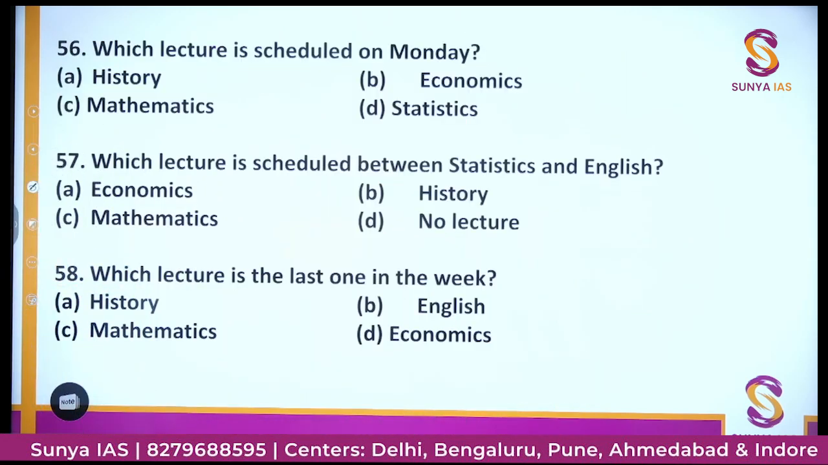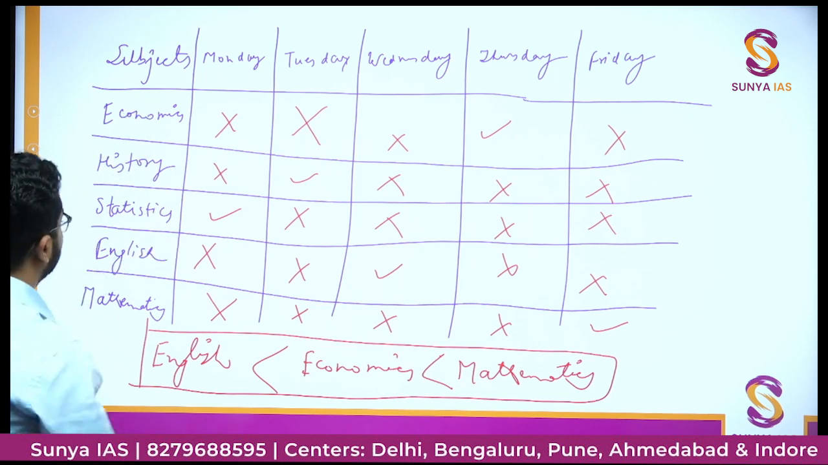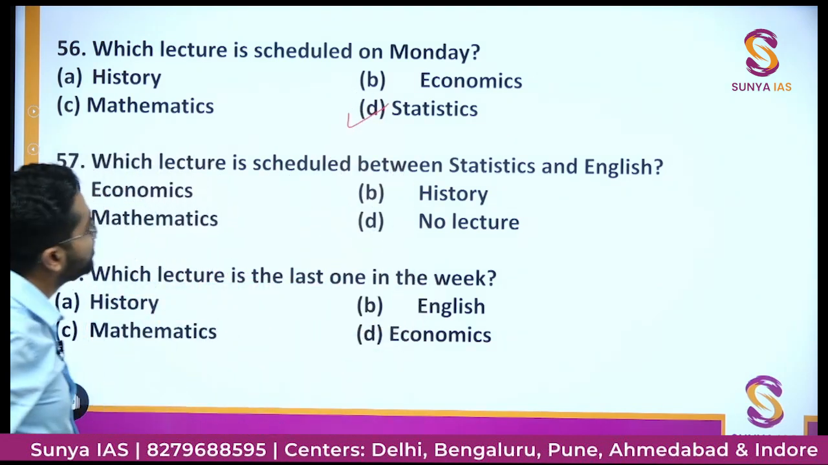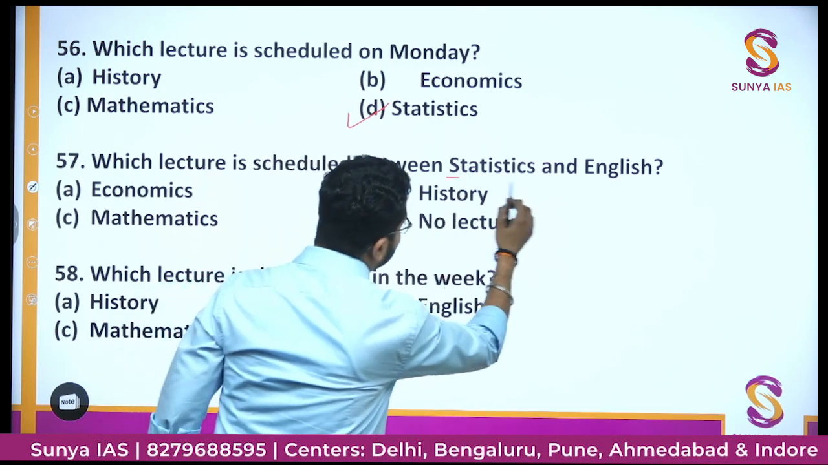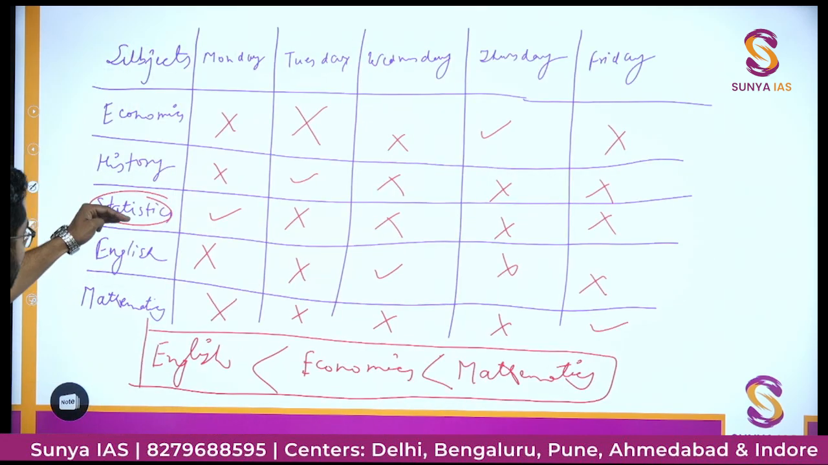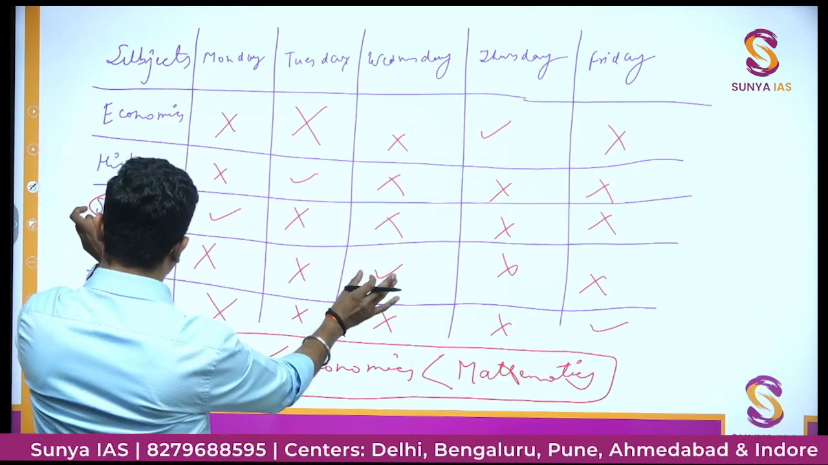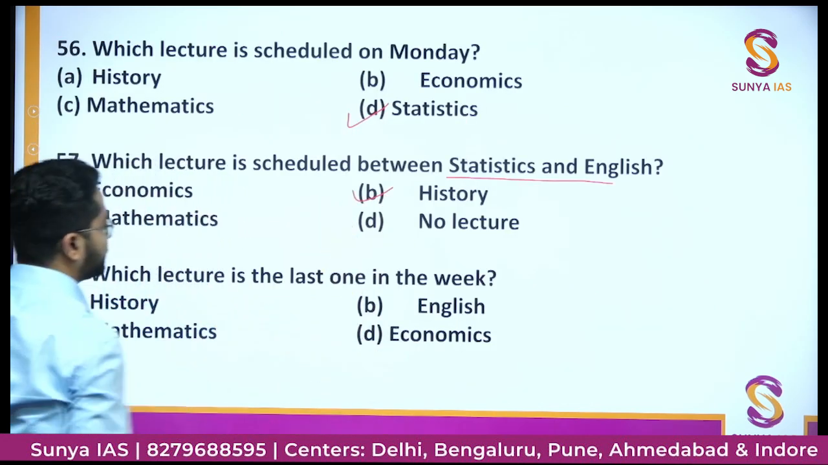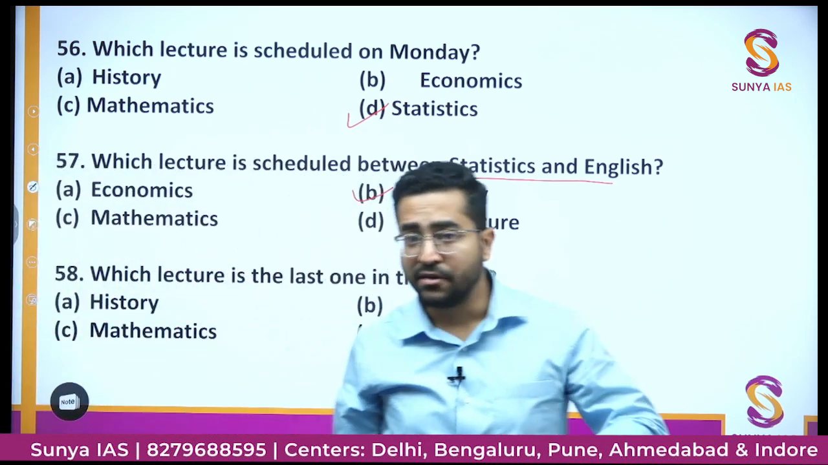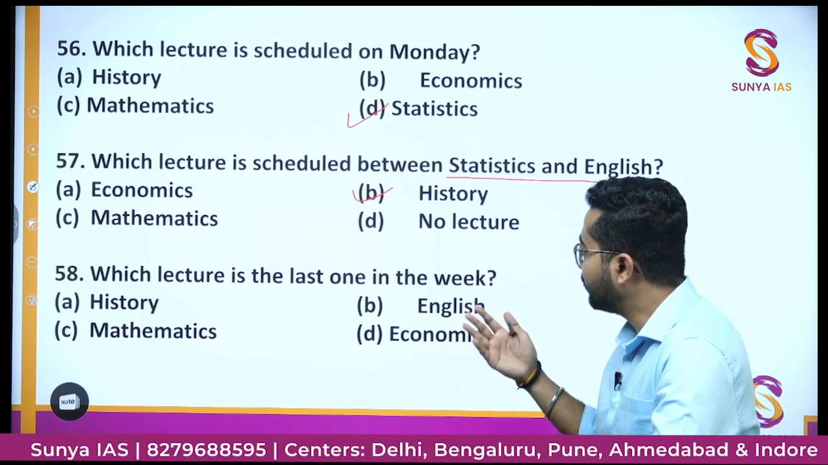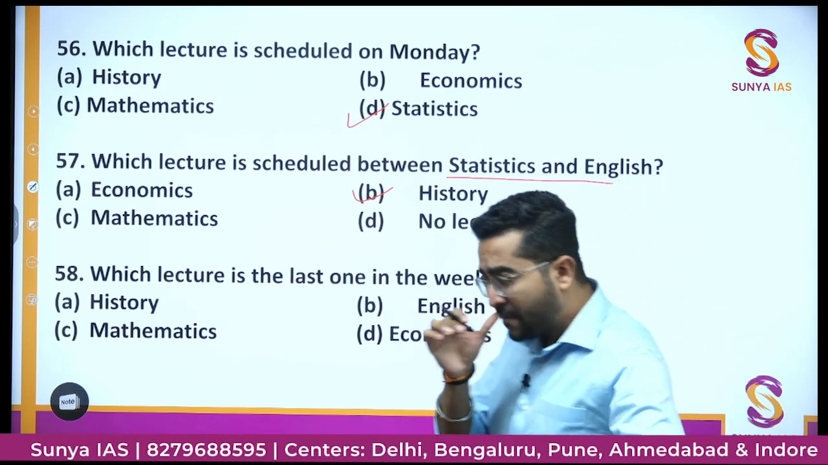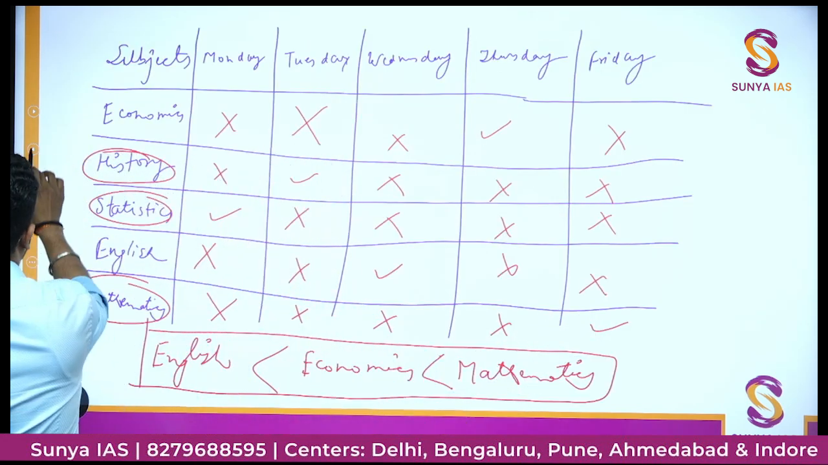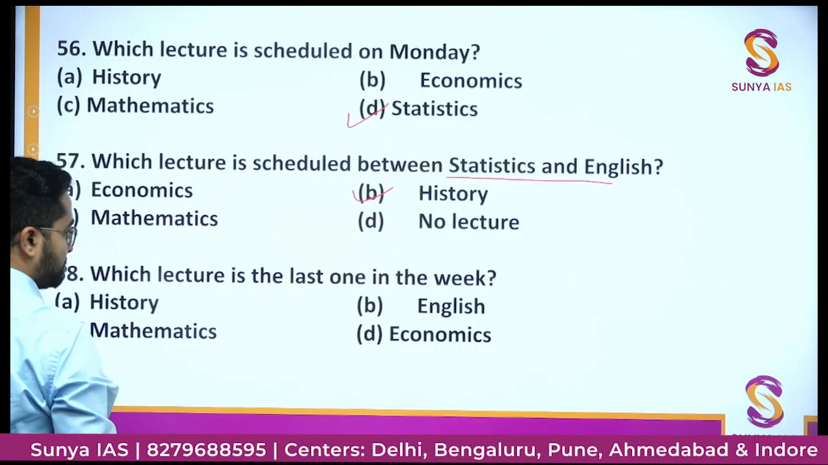So the first question is, which lecture is scheduled on Monday? Monday को statistics is on Monday. So right, so this is statistics. Then which lecture is scheduled between statistics and English? Monday is statistics, Wednesday is English, that is Tuesday is history. The option would be history. Which lecture is the last one in the week? Week के last day में, and last day is Friday, Monday to Friday. So that means it is going to ask which lecture is on the Friday. So Friday को कौन सा है? Mathematics. So option would be mathematics.